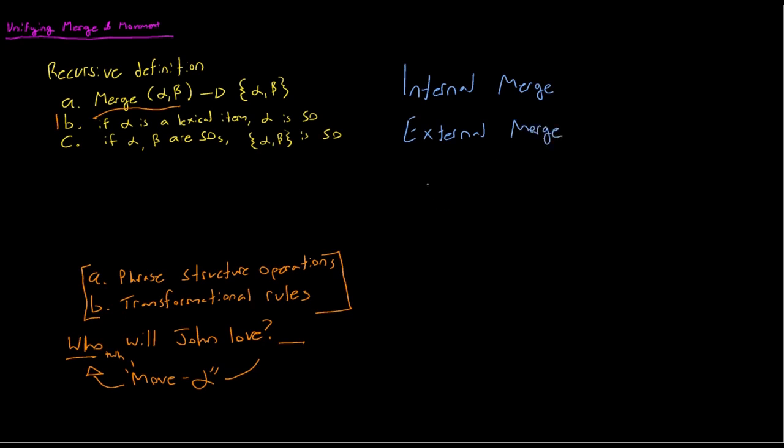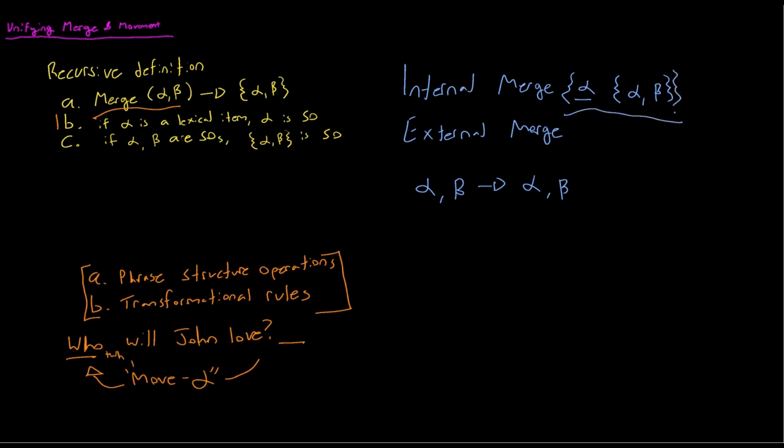Now, external merge is basically what we've seen in the previous video. You take alpha and you take beta and you make alpha beta. But what happens if the syntactic object that we're operating upon is a previous output of merge? So suppose we're taking something and we're merging it with the set alpha beta. And what if this something else that is being merged with is either alpha or beta? What happens in this case is what we call internal merge.